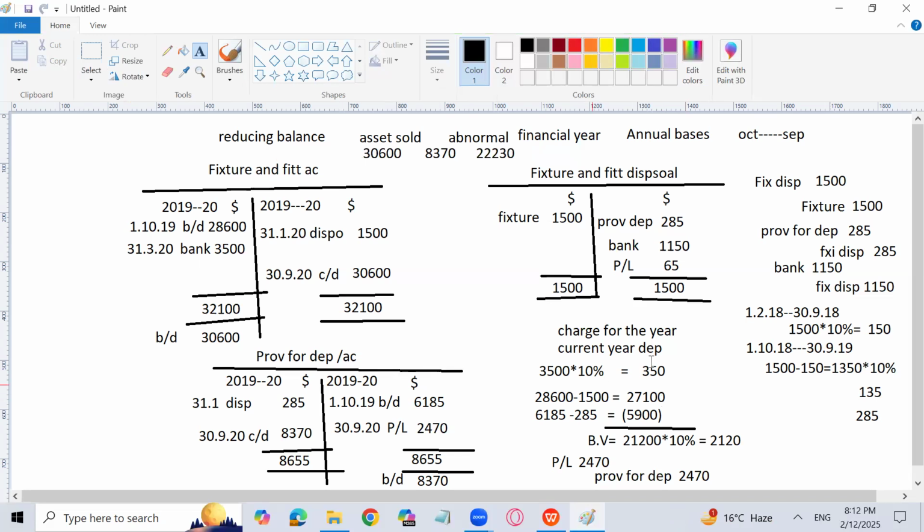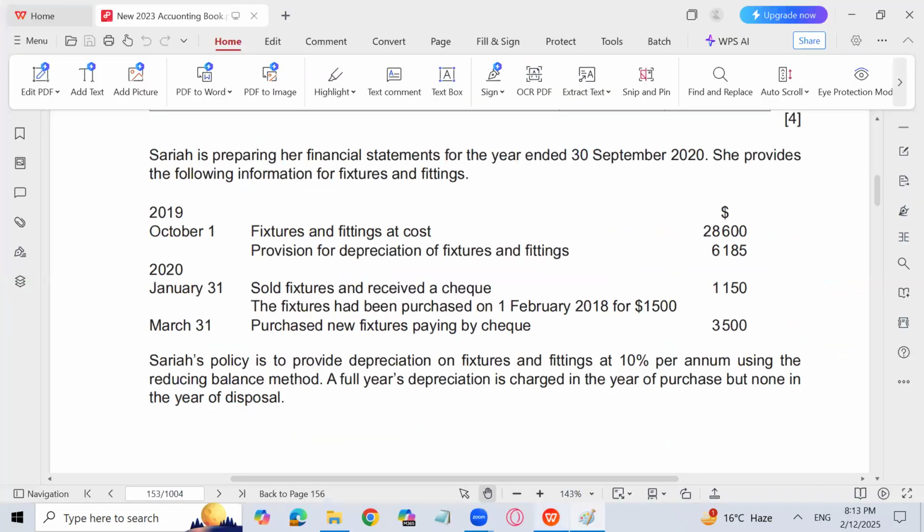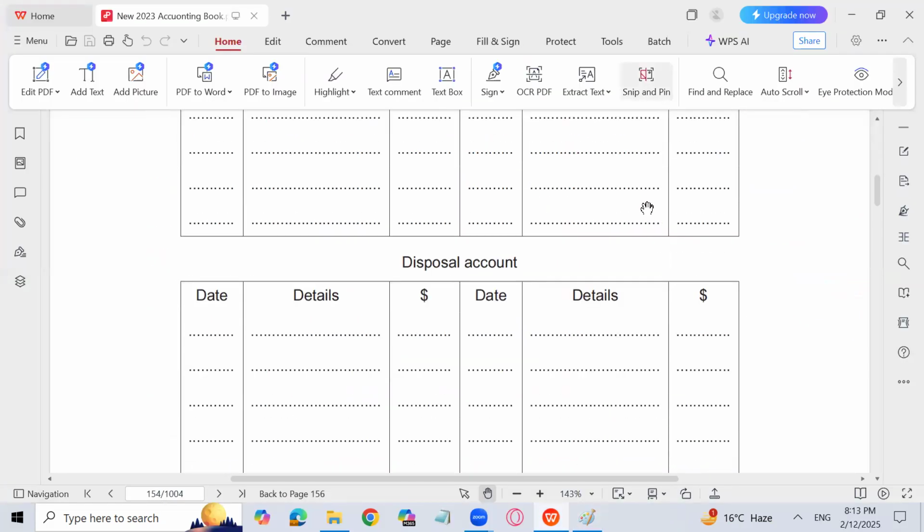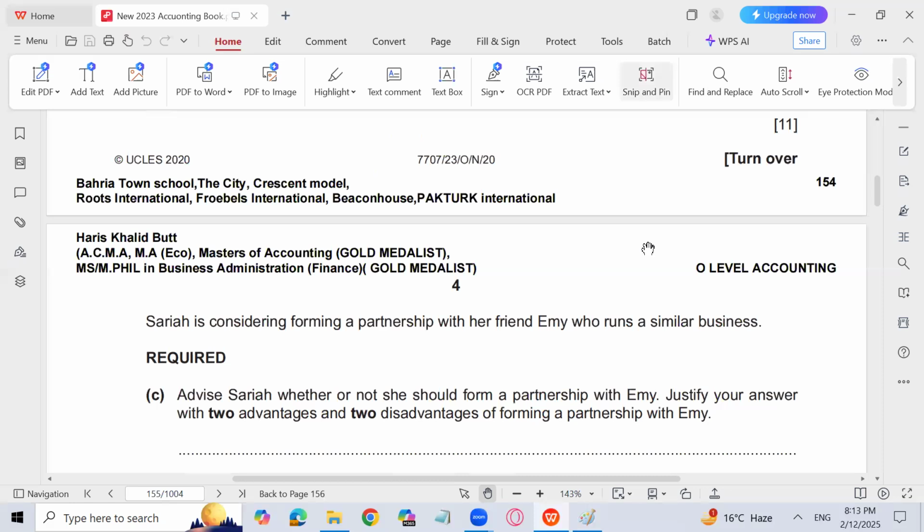So the calculation of the disposal is separate, and charge for the year or the calculation of current year depreciation is separate, but both are part of the same question. That's true. So let's see that what is the requirement. Fixture and fitting account, provision for depreciation, disposal. We are done with that.